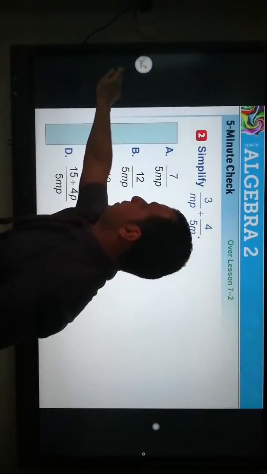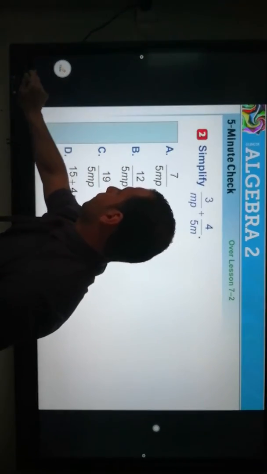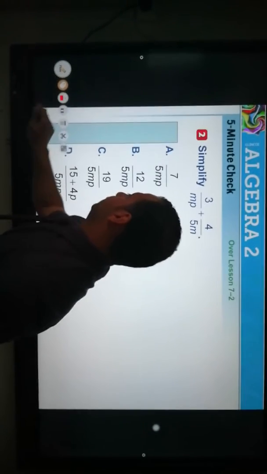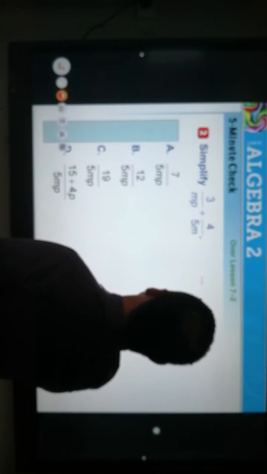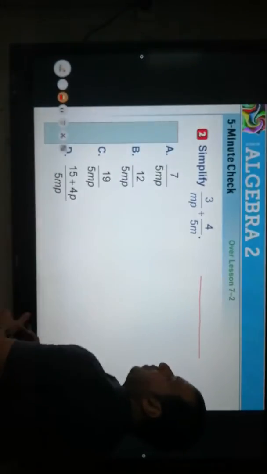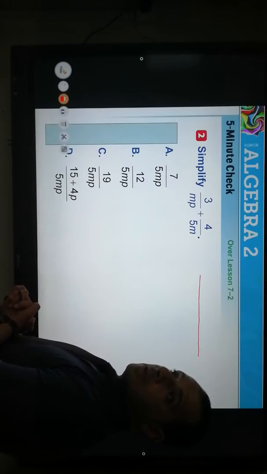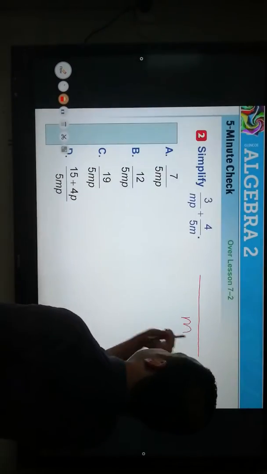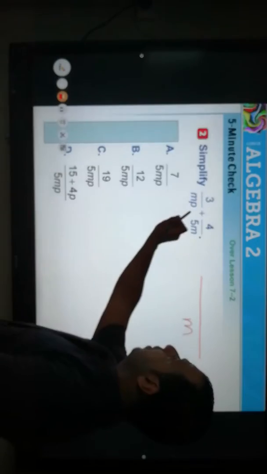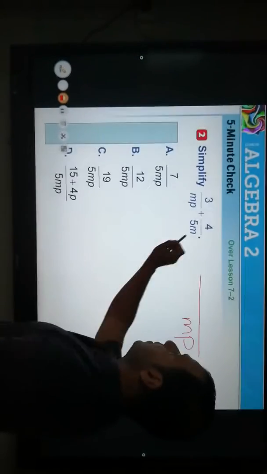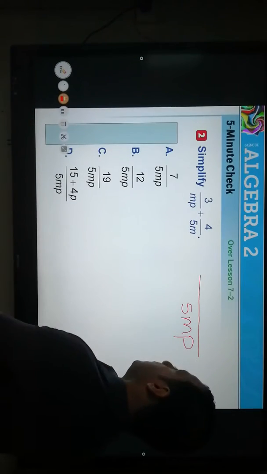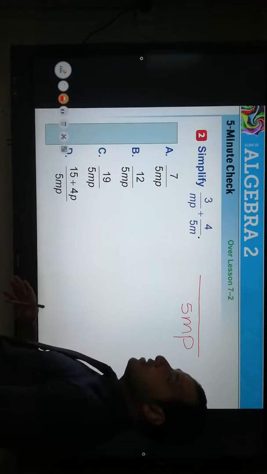Pay attention with me, please. We have here the fraction mark. Look at the first denominator, which is mb, and the second is 5m. The repeated factor, which is what? m. So I just write the repeated factor one time. And this is b, this is 5. This is my new denominator.